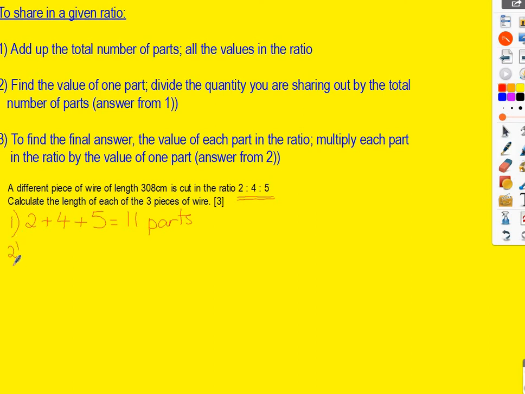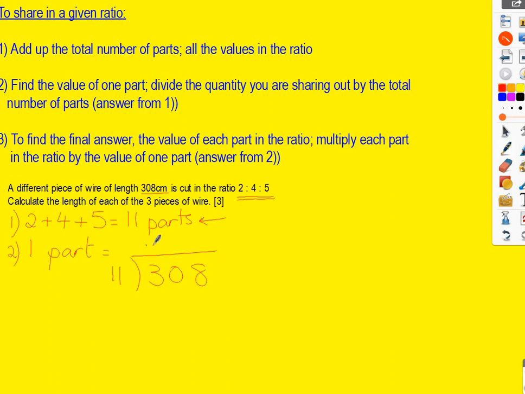Stage number 2, find the value of 1 part. To do that, we need to divide the quantity you're sharing out by the total number of parts, our answer from part 1. We take what we want to share out, which in this case is the length of the wire, 308 centimetres, and we divide it by the total number of parts, our answer from part 1, which in this case is 11.